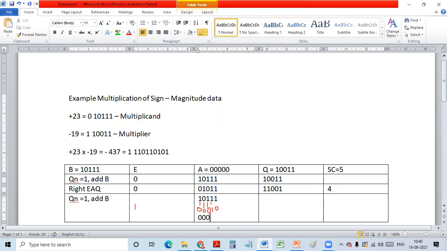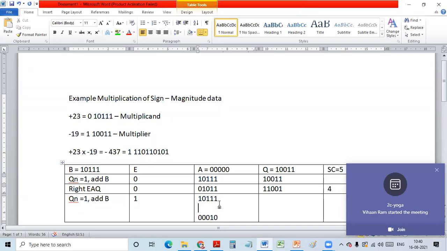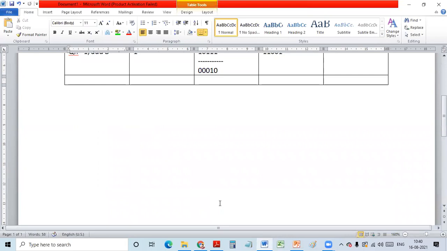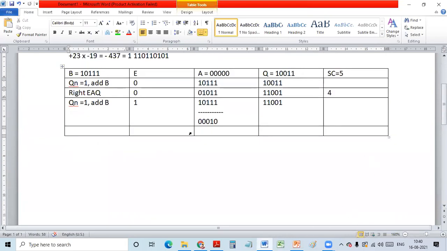0 0 0 1 0 is after adding B to the partial product available in A, and your E is 1. Am I right? Is that clear? Yes, ma'am. Okay, so this is the result of addition. Q is the same. There is no change in Q. After adding B to A, you have to do a right shift again.